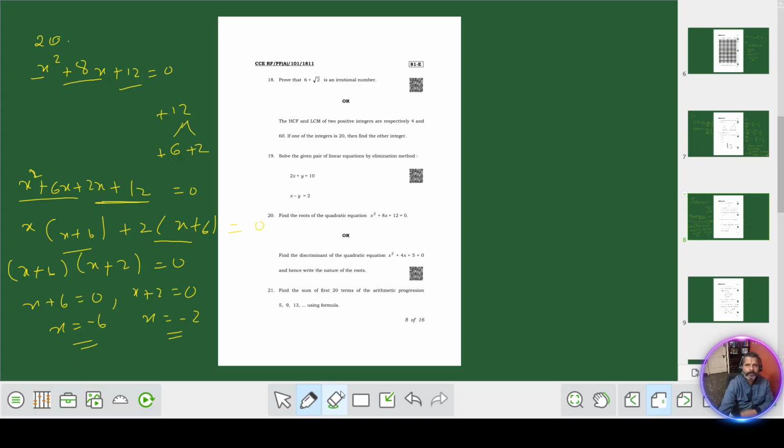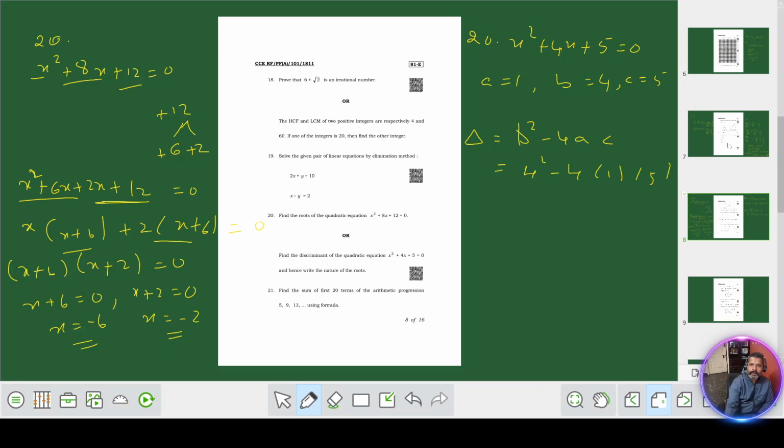Then it has one more optional for the 20th. We'll try that also. Find the discriminant of the equation. I'll write 20 only. What is the equation? X square plus 4x plus 5 equal to 0. On comparing this, we get a is 1, which is x square coefficient, b is 4, which is x coefficient, c is 5, which is constant. The discriminant, we have a symbol like this, which is b square minus 4ac.